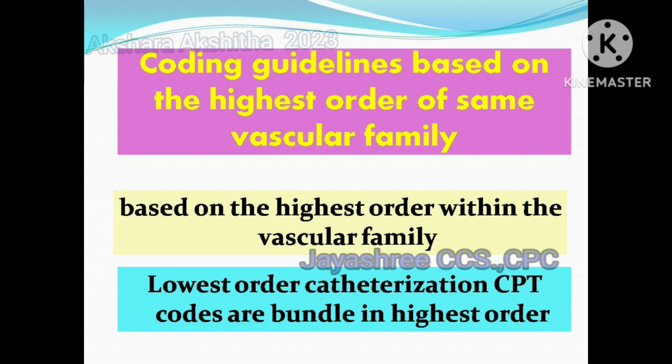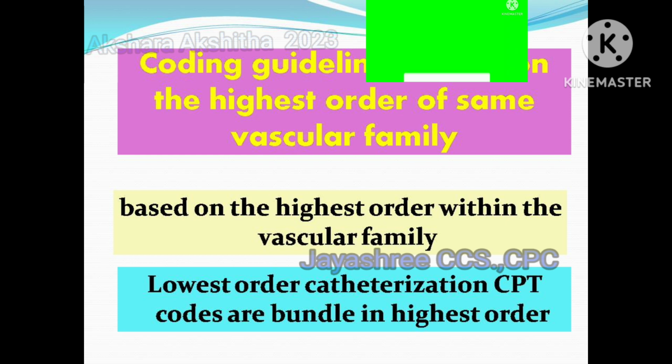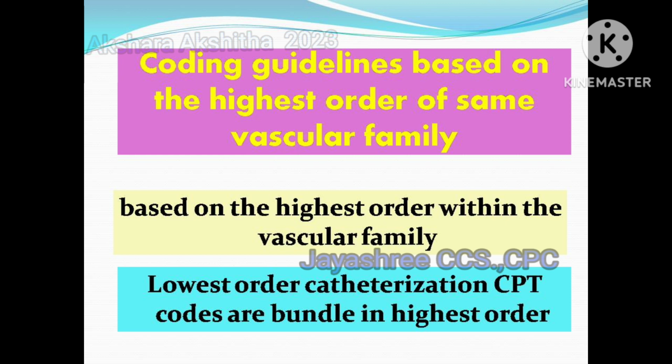So if the doctor is performing from the same vascular family, or the ipsilateral vascular family, and is performing more than one order, what do we have to code? Selective catheterization should be coded based on the highest order within the vascular family. So we code only the highest order if it is within the vascular family. The lowest order catheterization CPT codes are bundled in the highest order CPT code.